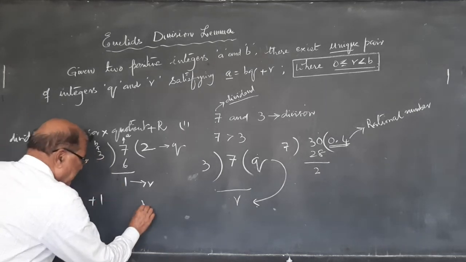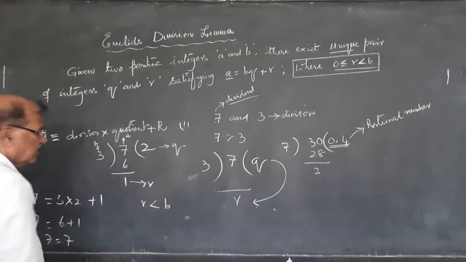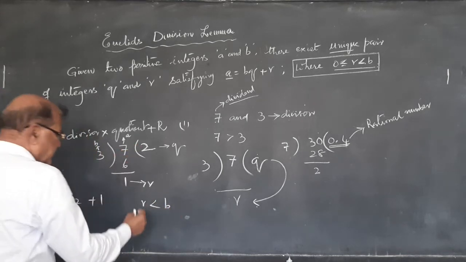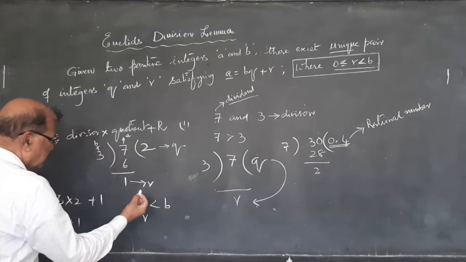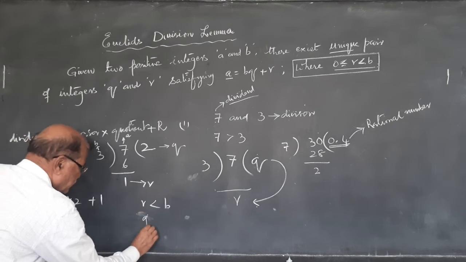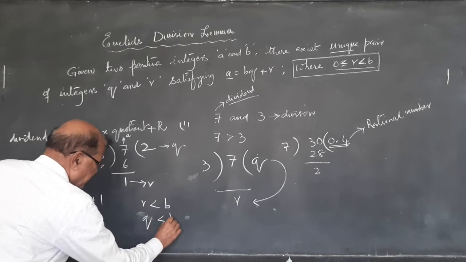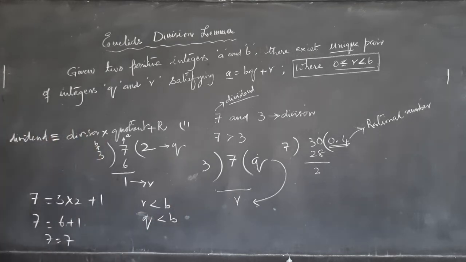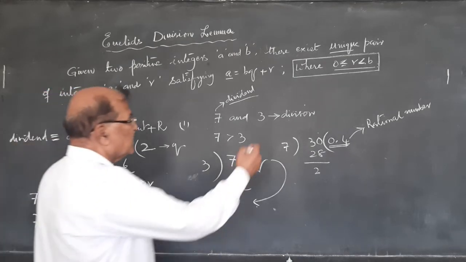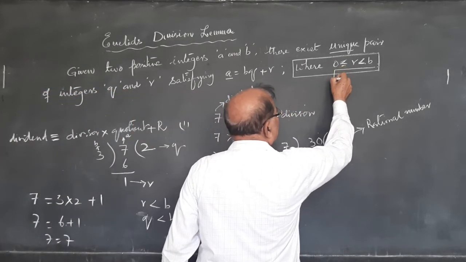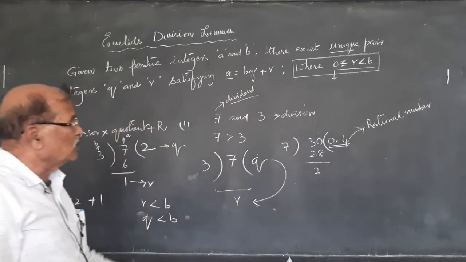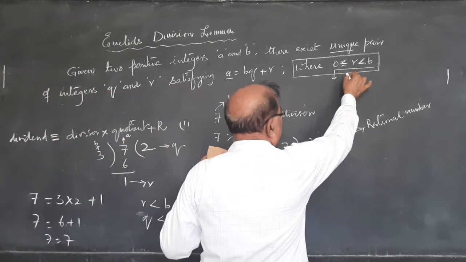So, here R is less than B. Q is less than B. Q is less than B. So, here the concept of 0 has come. I want to explain this particular point.